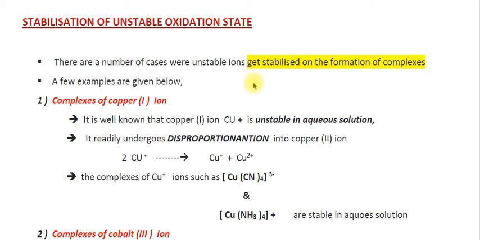So some examples are given here. The first one is complexes of copper 1 ion. It is well known that the copper 1 ion is unstable in aqueous solution. Cu+ in aqueous solution is not stable. Why? Just because it readily undergoes disproportionation into copper 2 ion.